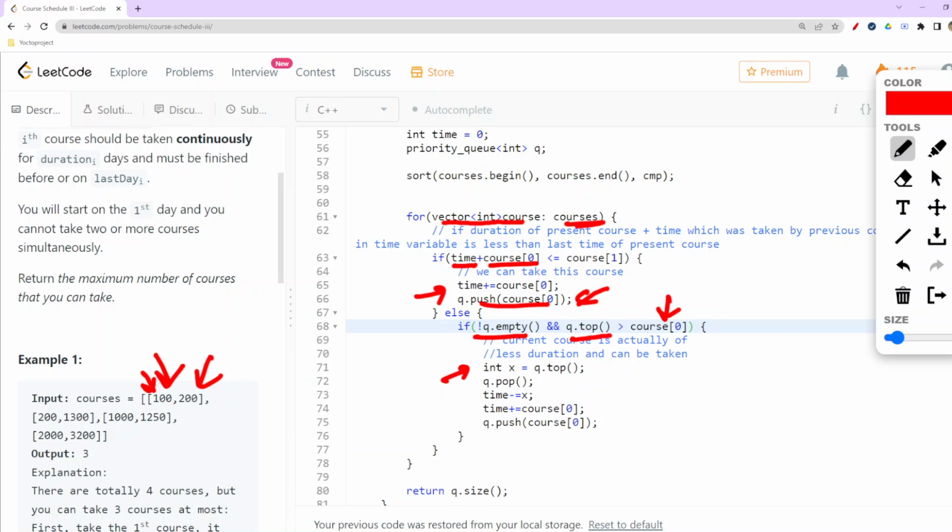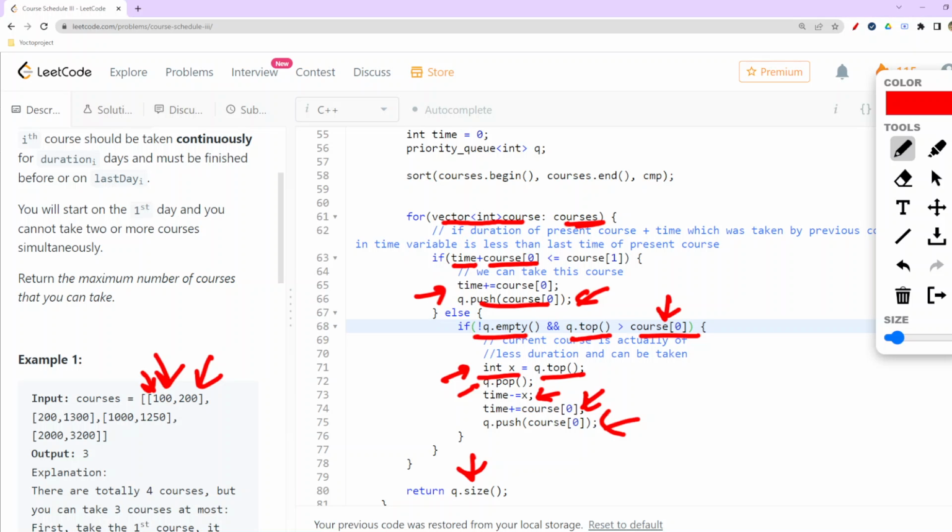So now here, int x equals q.top. Why are we taking this? So that we could directly decrease it from our time, and then we'll pop it out. Then we will push this particular course to the queue and increase the time with that course's duration, because it is obvious that when we add to the queue, we are required to add that particular time also. And at the end, whatever courses are in our queue, that many courses we can take. So that's why we return the size of the queue.